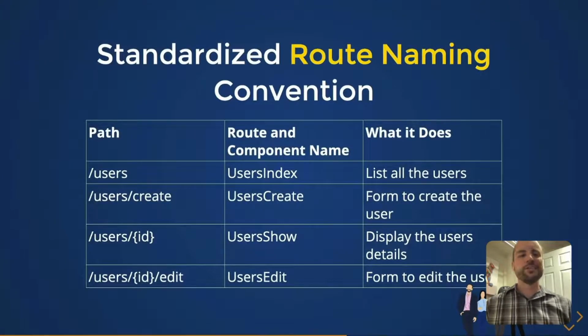Most CRUD applications have 4 typical needs for a particular resource. For instance, you would have to have a way to list all of them, a way to create one of them, a way to show a single one of them, and a way to edit a single one of them. And of course a way to delete them as well, but that typically doesn't need a whole page. And so you would see what a resource called users would look like with this standardized route naming convention for a CRUD application. And I'm not going to go through them all because we just don't have the time to. But this really works well and makes your routes very predictable.